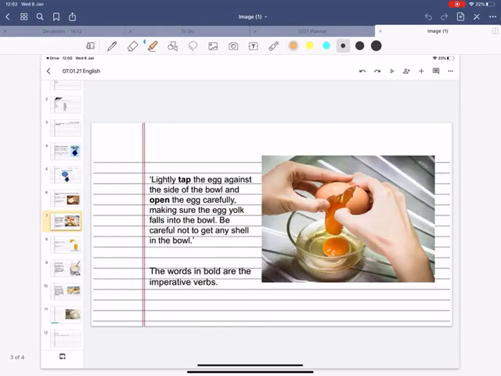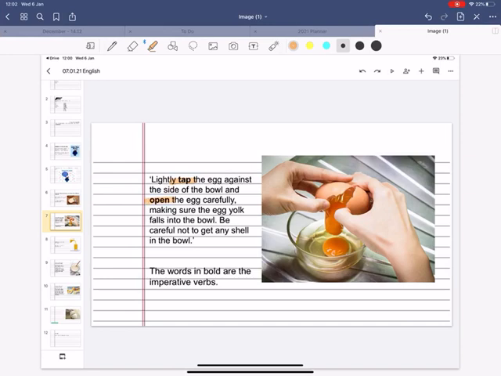So here we have: lightly tap the egg against the side of the bowl and open the egg carefully, making sure the egg yolk falls into the bowl. Be careful not to get any shell in the bowl. So as you can see here, our imperative verbs are tap and open because they're the words that tell the reader what to do.